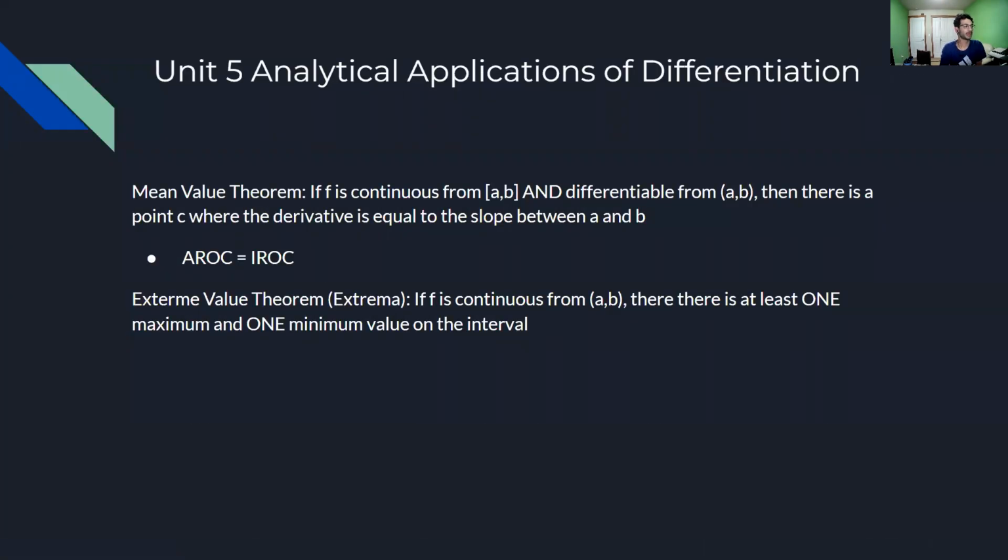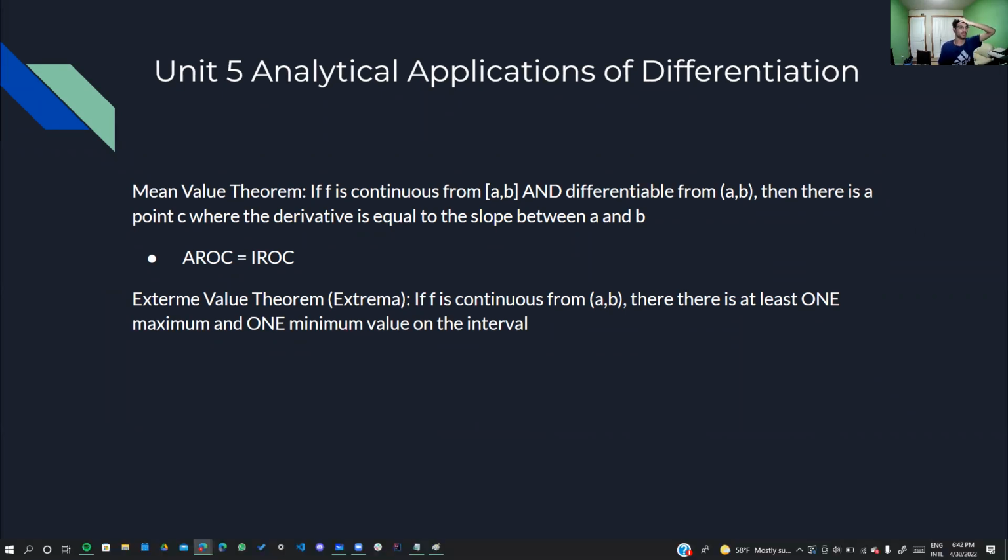Besides the mean value theorem, we can also talk about the extreme value theorem. For the extreme value theorem, I like to think about extrema. And extrema are basically minimums, maximums, and all that information as well. So here, the extreme value theorem says if f is continuous from A to B, then there's at least one maximum and one minimum on the interval.